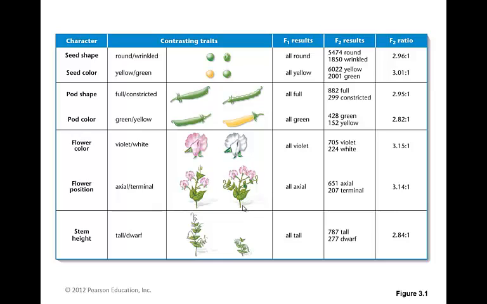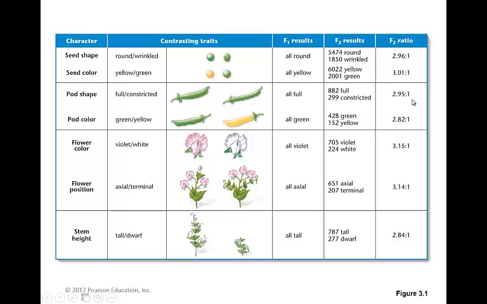Some of the things that he looked at, and you can see some of his numbers here. First of all, seed shape. Were they round? Were they wrinkled peas? When he crossed them, he found in the first case they were all round, and he counted them up and he did a bunch of math with it. He looked at seed color. Was it yellow? Was it green? The pod shape, the color, the flower color, stem height, and so on.